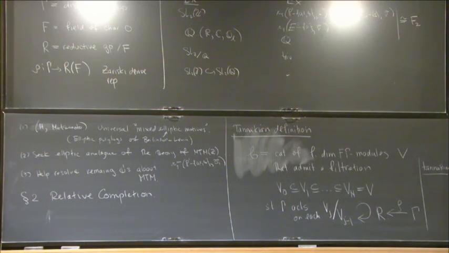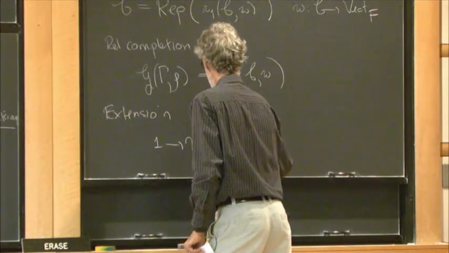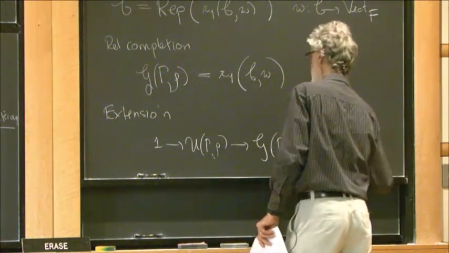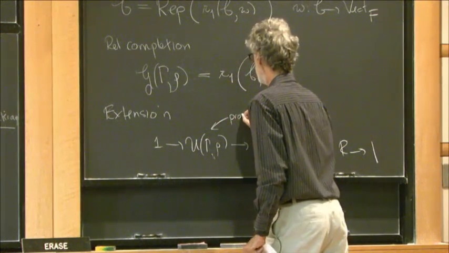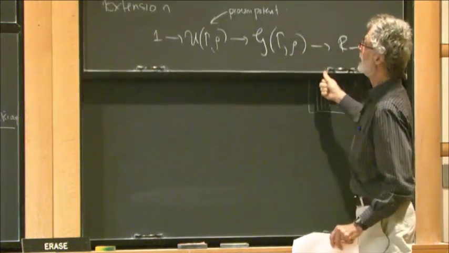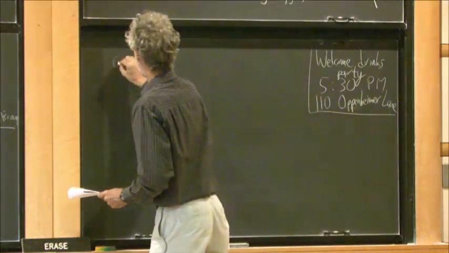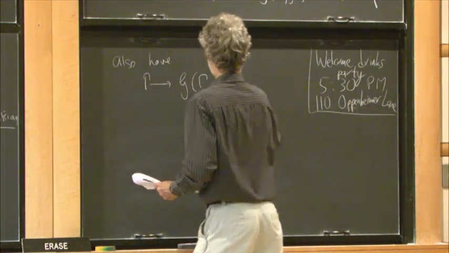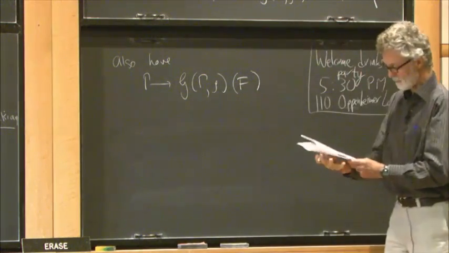And where are we? So it's an extension. Some basic observations: there's a U Gamma rho. It's an extension of R, and this guy here is pro-unipotent, meaning it's an inverse limit of unipotent groups. And you also have a natural homomorphism from Gamma into G Gamma rho. And I guess if I want to be completely accurate, I'll say F rational points.